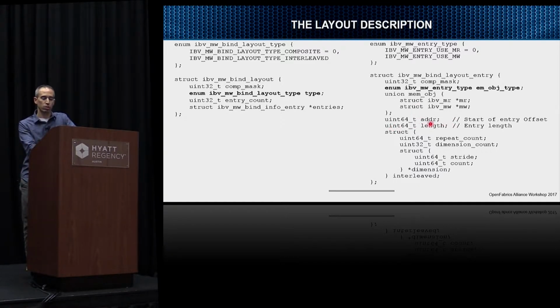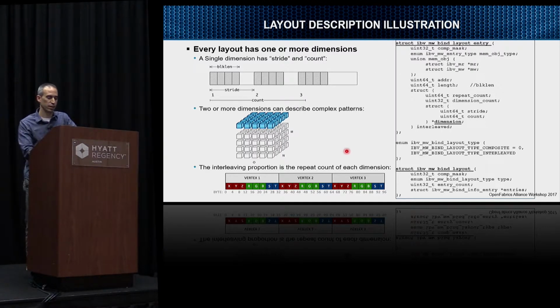Then we mention the start address of the new memory window we would like to register, the length of each object, and then we can define whether the memory areas that we would like to register are composite or interleaved. In the case of interleaving, there are multiple ways to describe them and multiple dimensions that we can support, and I'll show them in the next slide.